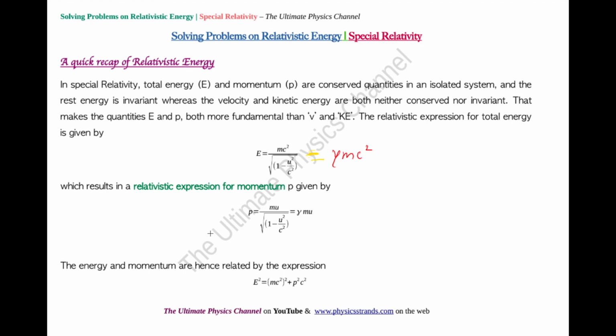Now these two expressions for energy and momentum lead to an expression that connects both these quantities, that is the total energy E and the momentum P. That is, E squared is equal to mc squared whole squared plus P squared c squared. For massless particles such as photons, for example, this turns out to be E is equal to Pc, because in the place of m we substitute m equal to 0 for such particles.